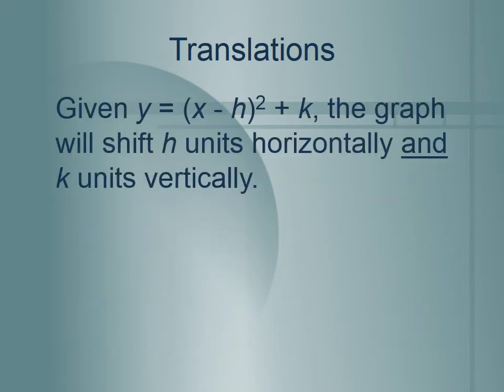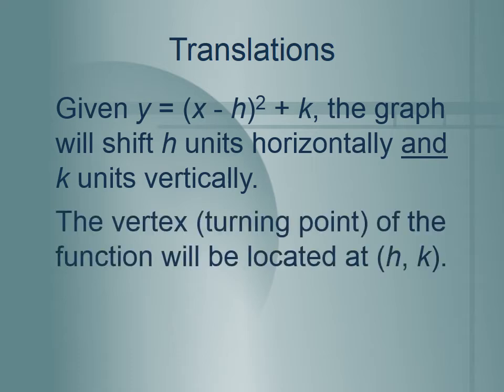So let's, you can put the h and k together. So let's say you have an h and a k. That's okay. That means it's going to move h units horizontally and k units vertically. Both can happen at the same time.